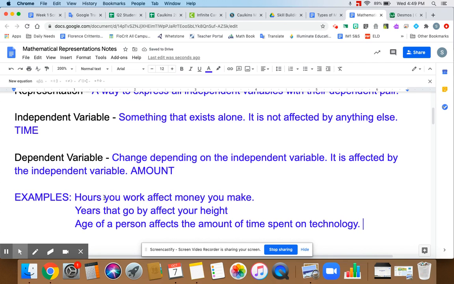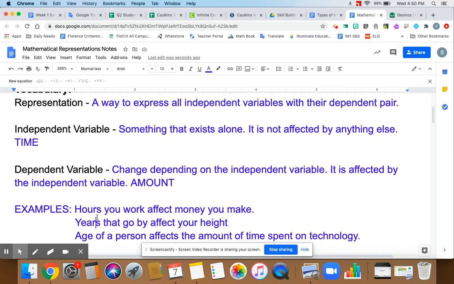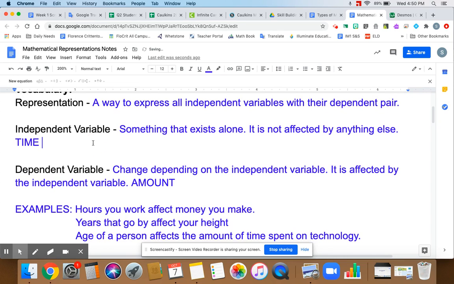So the first things, hours, years, age, those are all independent. They all just exist. Your age just is. The years that go by, the hours that go by, just is. But the dependent variable changes based on that. Like the amount of money you make can change, your height can change, the amount of time you spend on technology can change, and it's usually based on the independent variable. So in math, our independent variable is always known as x. So x is the independent variable, and the one that's changing, y, is the dependent variable.